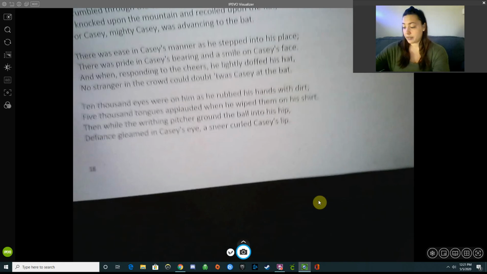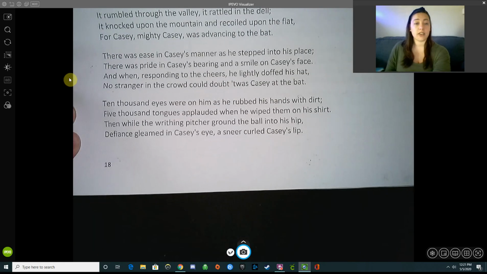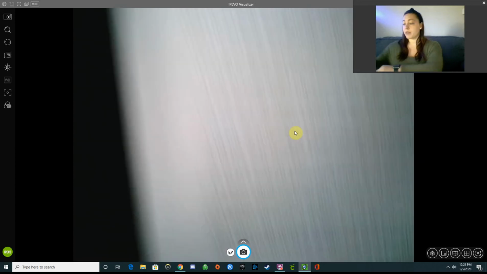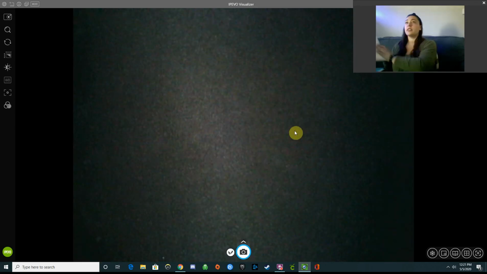Trying to get this up here. Last little stanza here on the first page. Ten thousand eyes were on him as he rubbed his hands with dirt. Five thousand tongues applauded when he wiped them on his shirt. Then while the writhing pitcher ground the ball into his hip, defiance gleamed in Casey's eye, a sneer curled Casey's lip. Turn your pages, friends. So we are on to page 19.